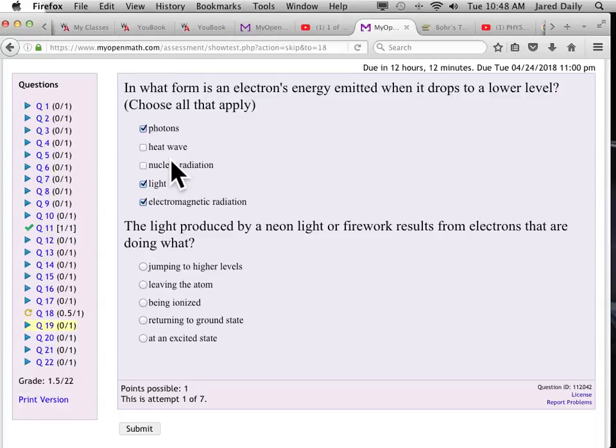Right. And the light produced by a neon light or firework results from electrons that are doing what? If light is coming out, they're jumping from higher to lower. They've got to be going from higher to lower. Jumping not too high, they're not leaving the atom. It's not being ionized necessarily, but returning to the ground state. So going down.